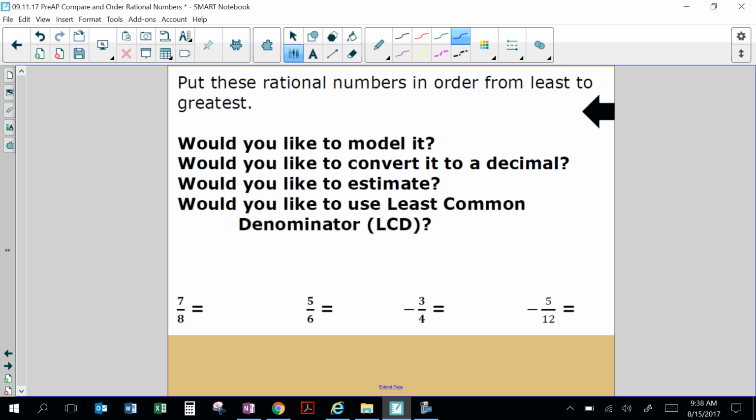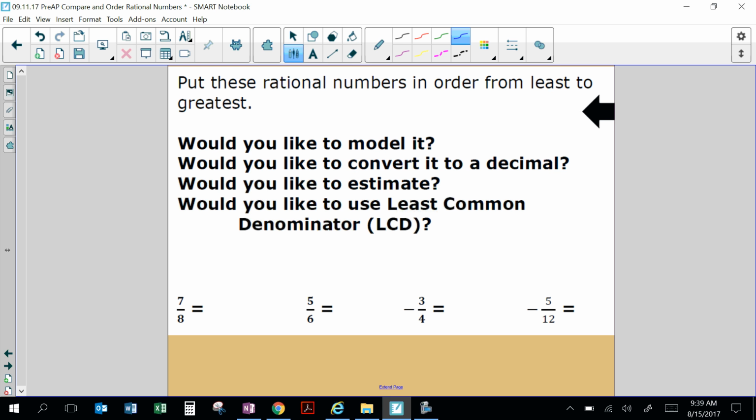However, would I like to turn it into a decimal? I could, but 8 does not go into the place value of 100 easily. That means I would have to divide. I would have to do 7 divided by 8, and this one I would do 5 divided by 6. Would I like to estimate? I could, but 7/8, 5/6, 3/4 are really close in estimating. Actually, this is negative. However, the best one, I think finding the common denominator is easier, in my opinion.